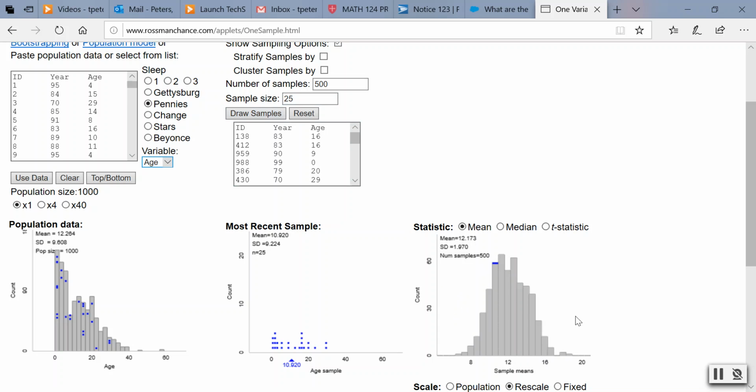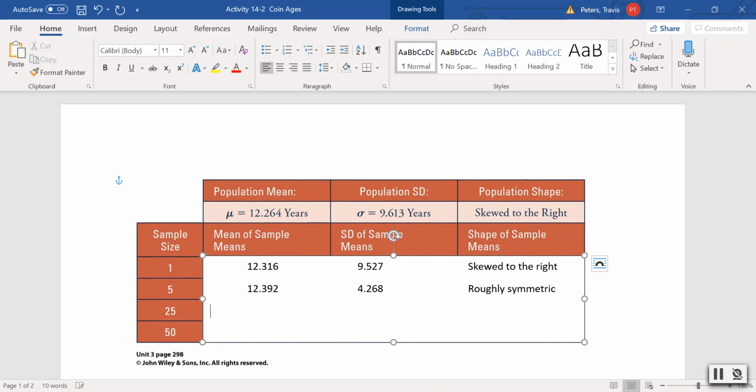Here's the distribution. And we notice the mean is 12.173. Standard deviation is 1.970. And it's becoming more and more symmetric. So we'll record this in our table. Mean of 12.173. Standard deviation of 1.970. And again, I'll say roughly symmetric.